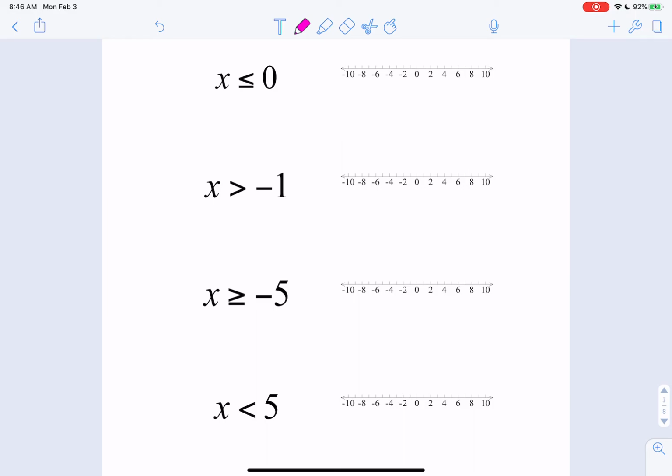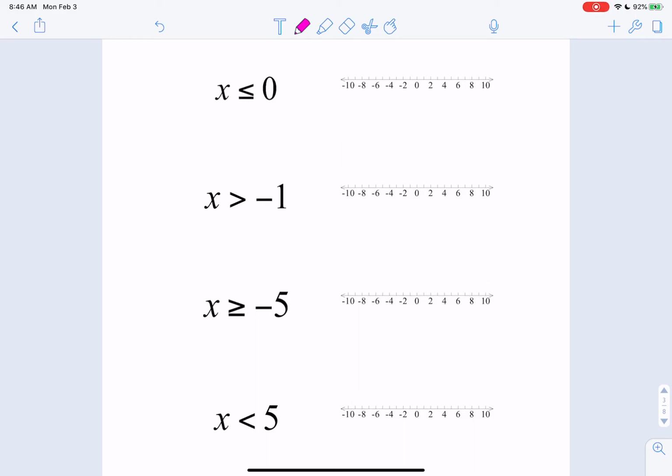Okay, welcome back. So for the first one, we have the number 0, and it has the equal sign on it, so I know my bubble's going to be filled in. x is all the numbers smaller than 0, so my arrow is going to go to the left. For the second one, we have -1. There's no equal sign, so it's just an open bubble. And x is all the numbers bigger than -1, right?